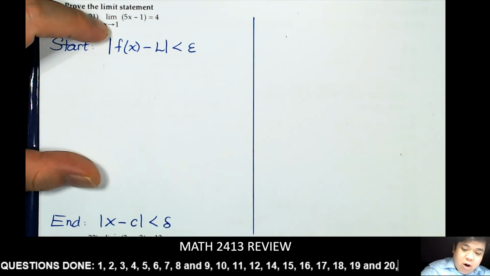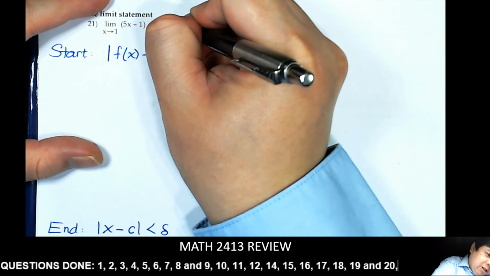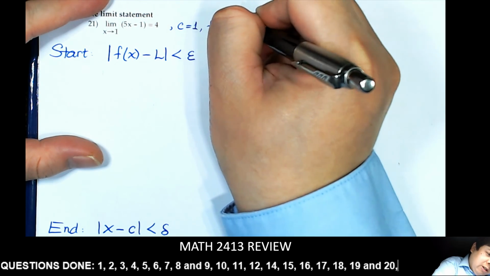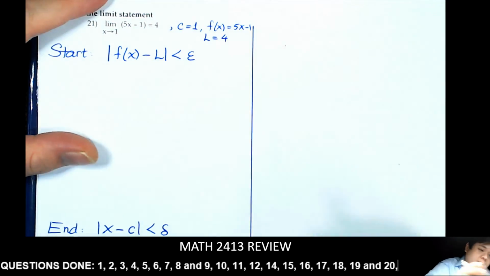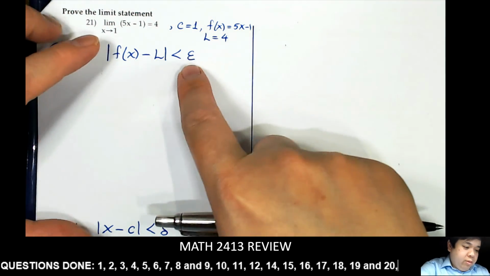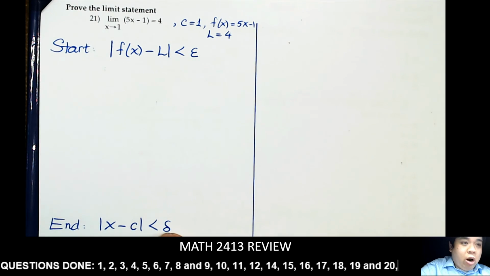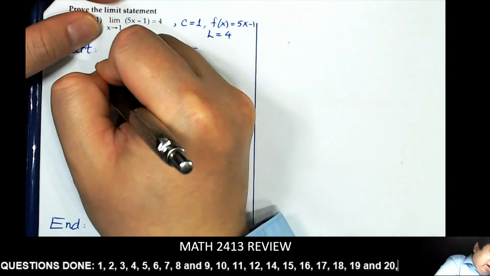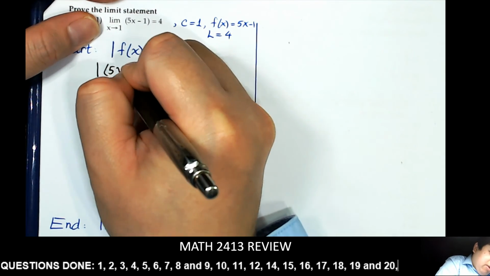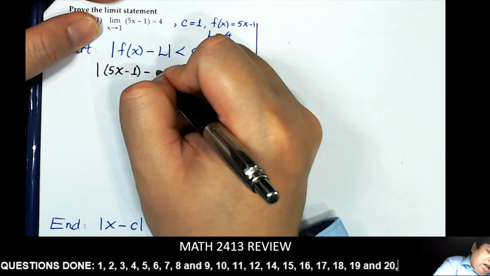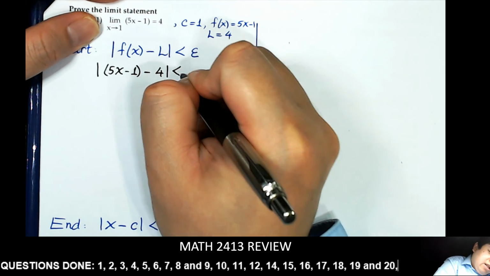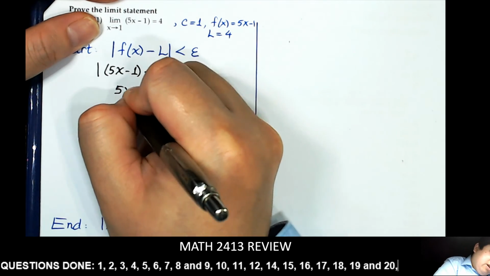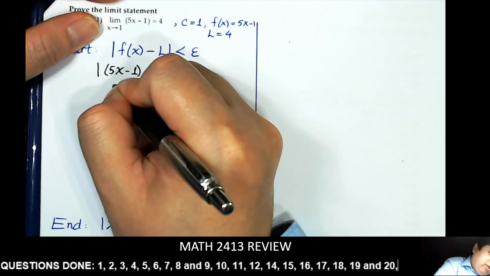Right. So in this problem, c is equal to 1. The function is 5x minus 1, and the limit is 4. Right. So we go from here back to here, and whenever we write the proof, we will write this in reverse. We'll see. Right. So first, the function 5x minus 1 minus the limit less than epsilon. Remove the parentheses. We have 5x minus 1 minus 4, so that's minus 5.